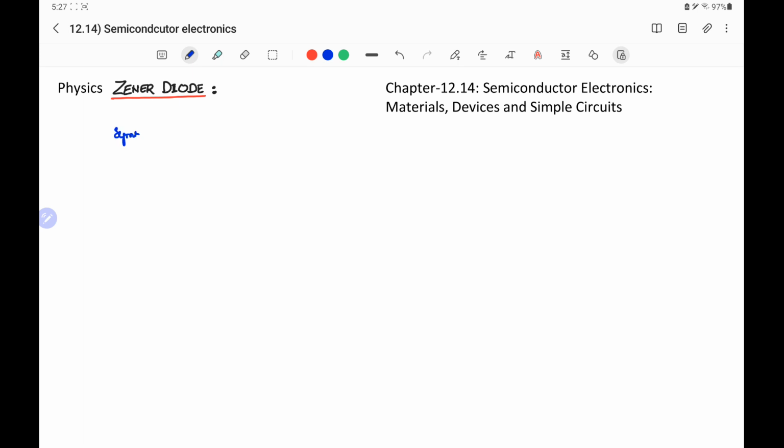The symbol which is used in electrical circuits for the Zener diode is shown here. This is the symbol of the Zener diode, which is slightly different from the symbol of the PN junction.